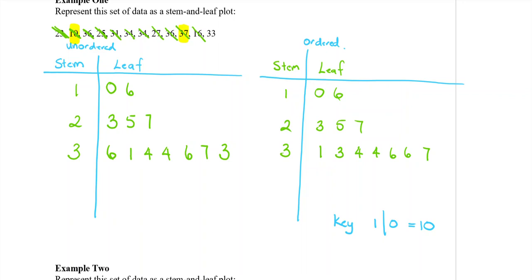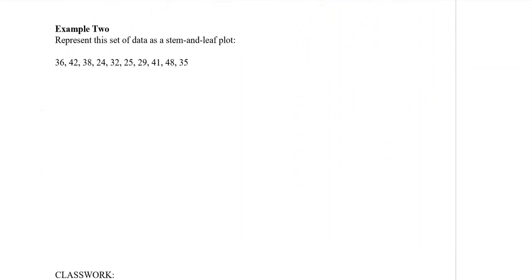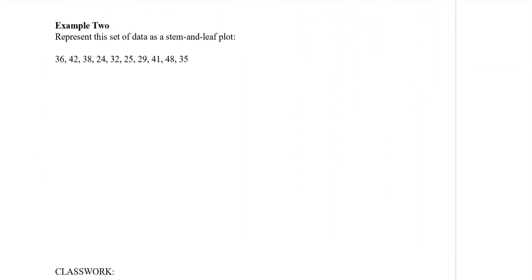Okay, all right, let's do it again, and we'll see if you like the shorter method. So question 2, we are going to go straight to the ordered one this time. Okay, so I'm going to have a stem, and I'm going to have a leaf. Looking through my numbers, I need to find the smallest and the largest. The smallest is 24, good. And what's the largest? I think it's 48.